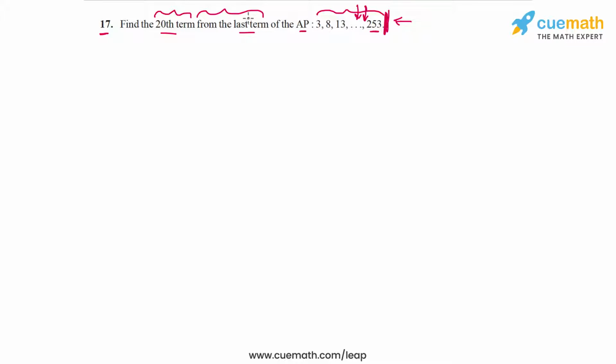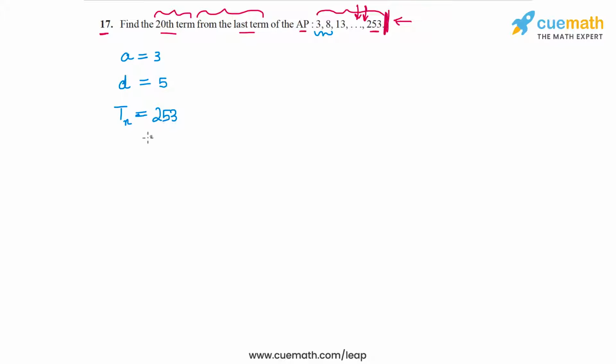Now there are two approaches to solve this problem, and I'm going to show you both approaches. But in either approach, we have to first find the number of terms in the AP. So let's do that first. So we have the first term, A is equal to 3. The common difference D can be found by taking the difference of any pair of consecutive terms. So D is 5, and the last term or the nth term is equal to 253.